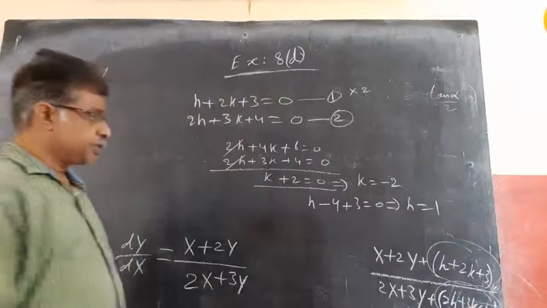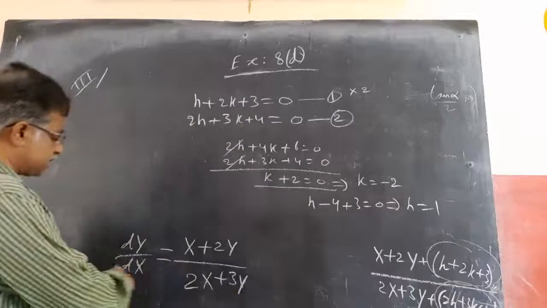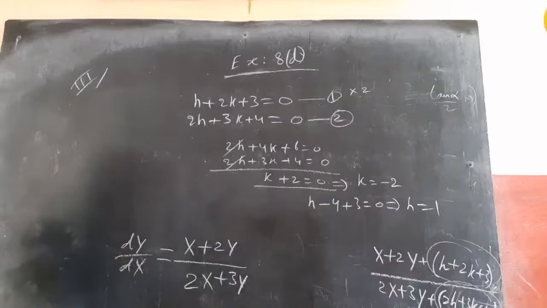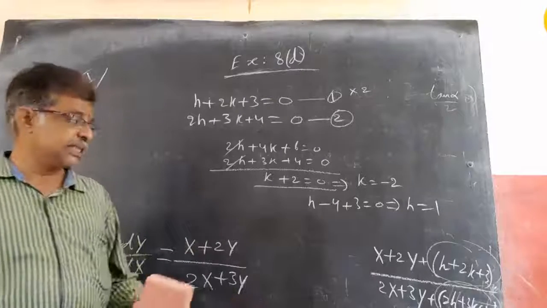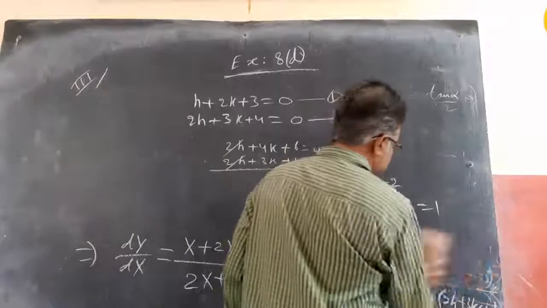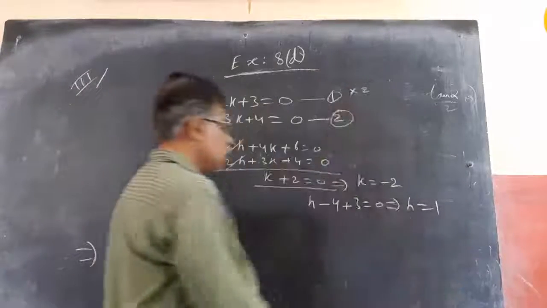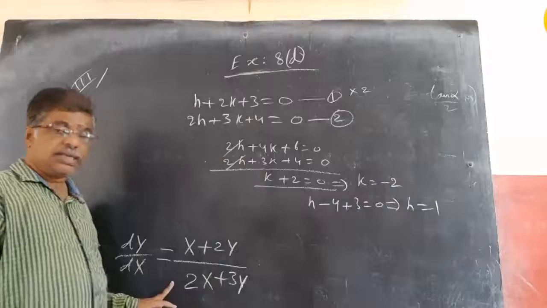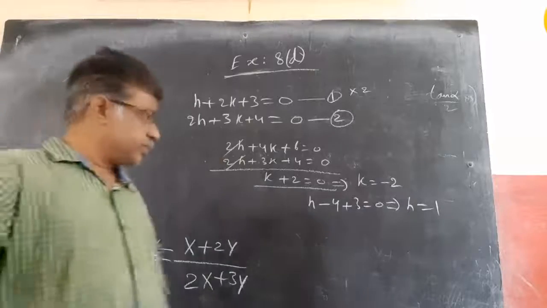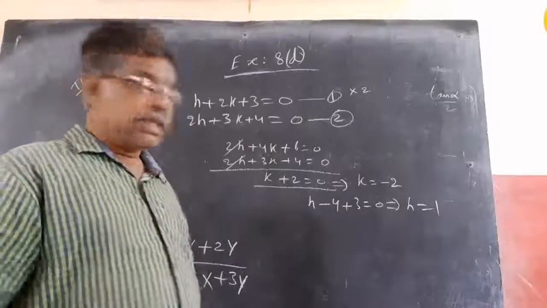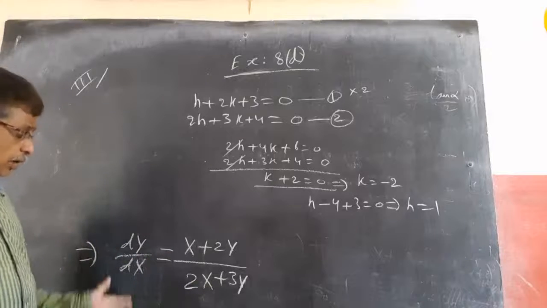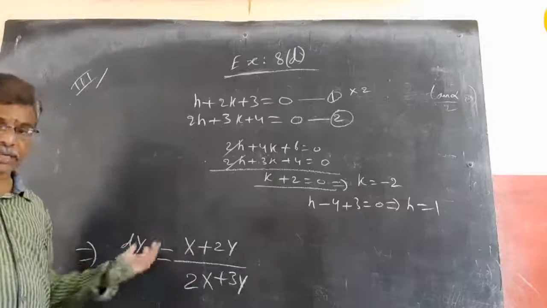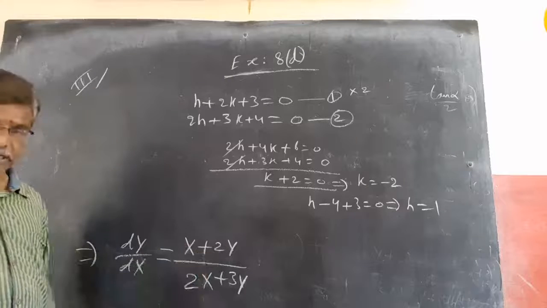So substituting those two values, the equation becomes dy by dx equal to x plus 2y by 2x plus 3y. When the origin is shifted to 1 comma minus 2, the equation is converted like this. Now you can go for the homogeneous equation. This is a homogeneous equation, all terms are of the same degree.